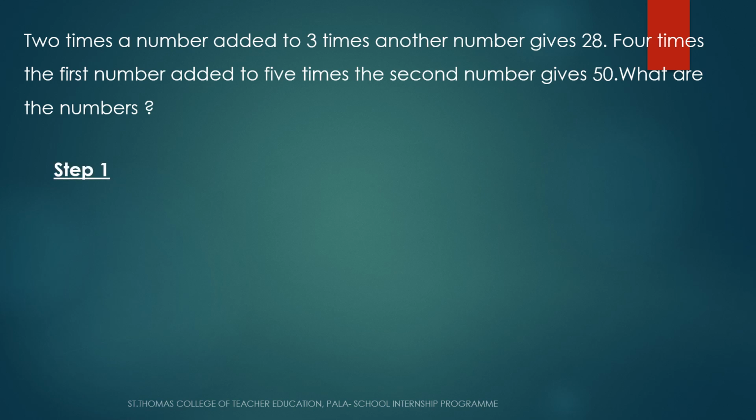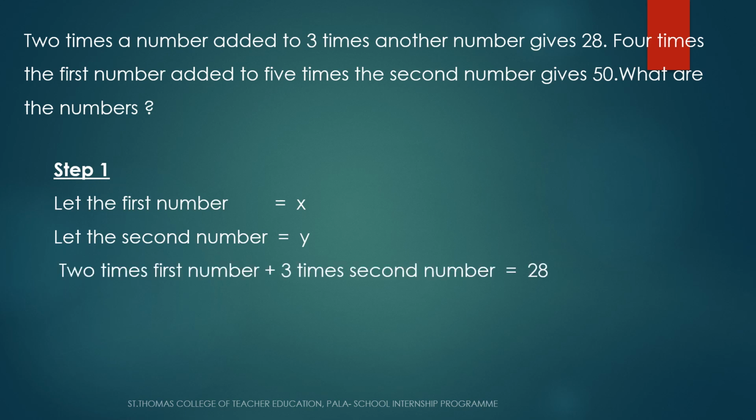What is the first step? Yes, we will take the unknown numbers as what? x and y. So here let the first number be x and let the second number be y. Very good. Then what is the first statement? 2 times first number plus 3 times second number gives 28. Isn't it? Can you tell me the equation? Yes. 2 times first number is 2x. 3 times second number is 3y. And it gives 28.